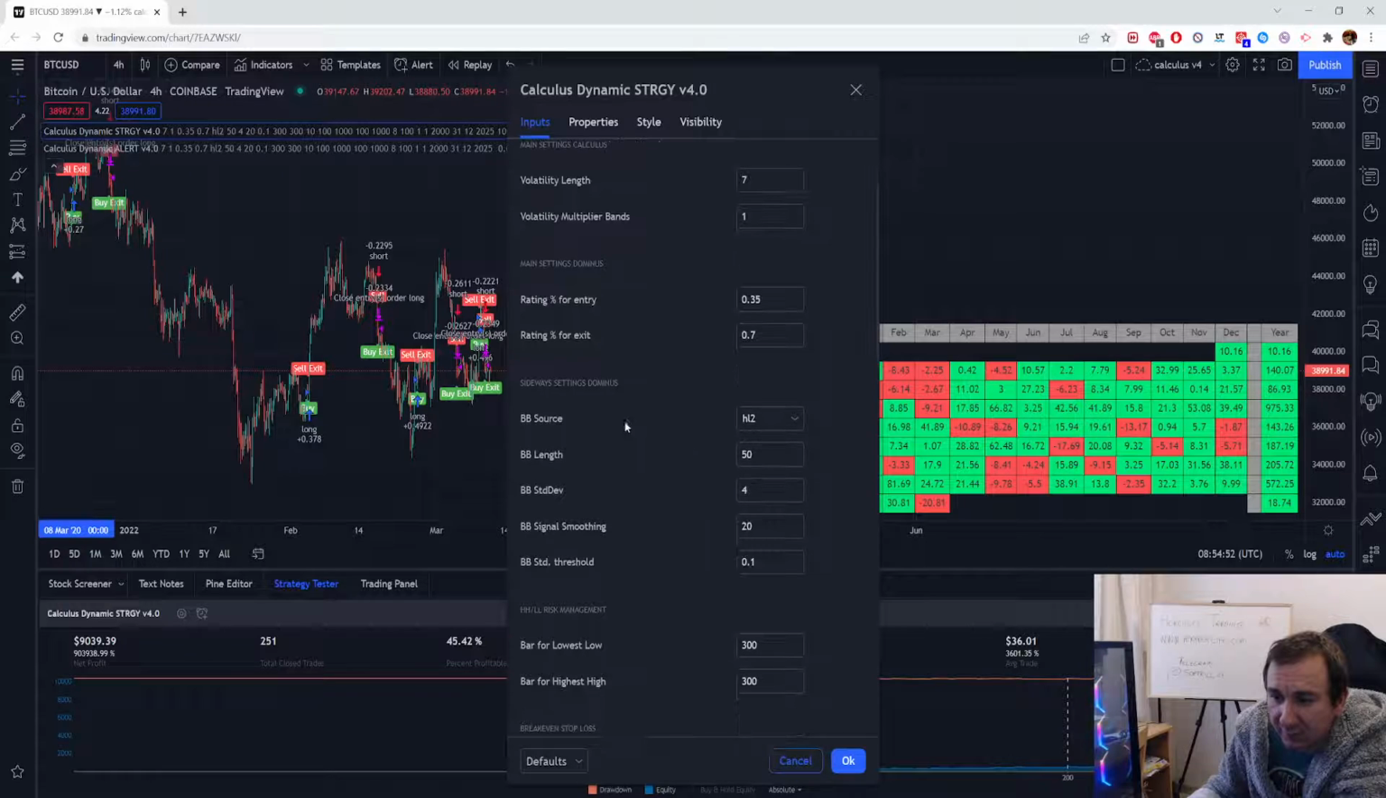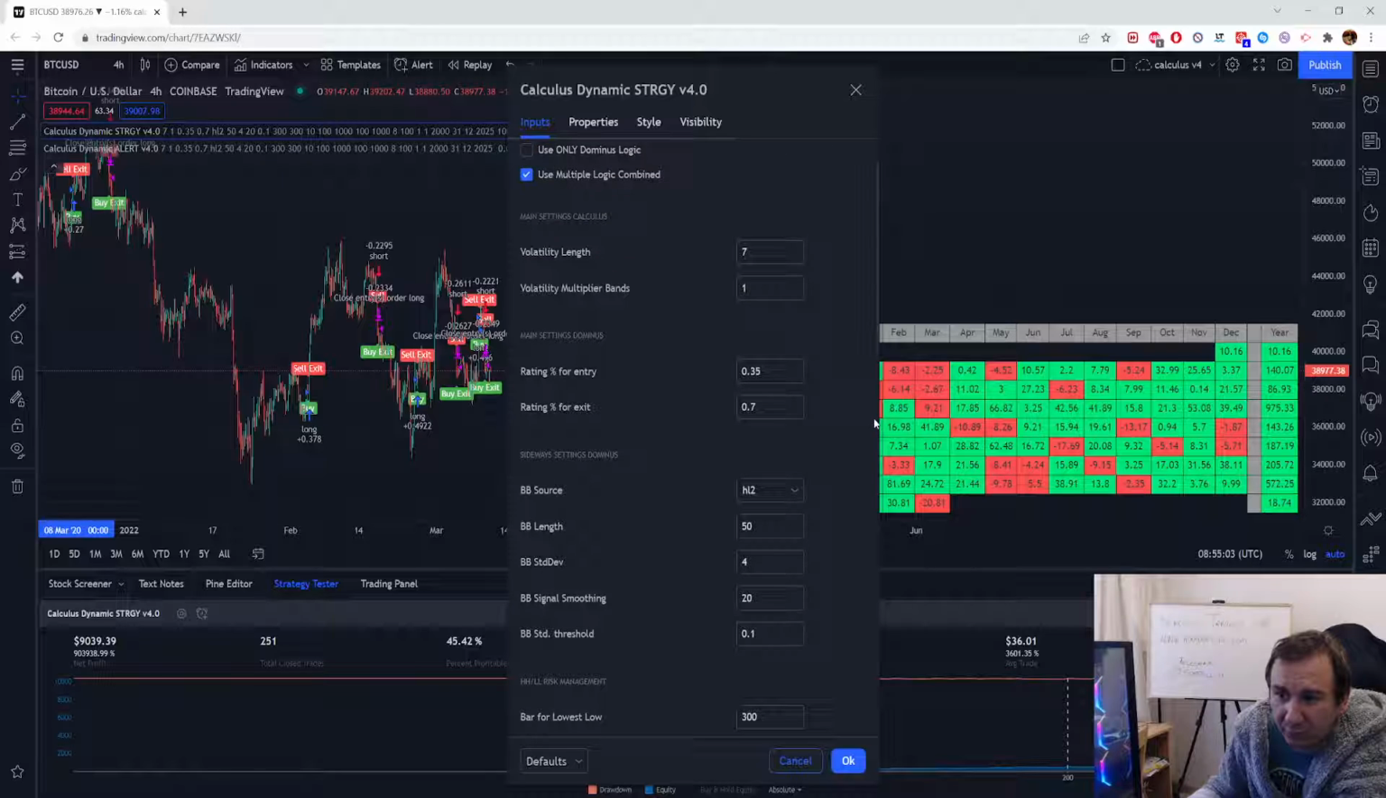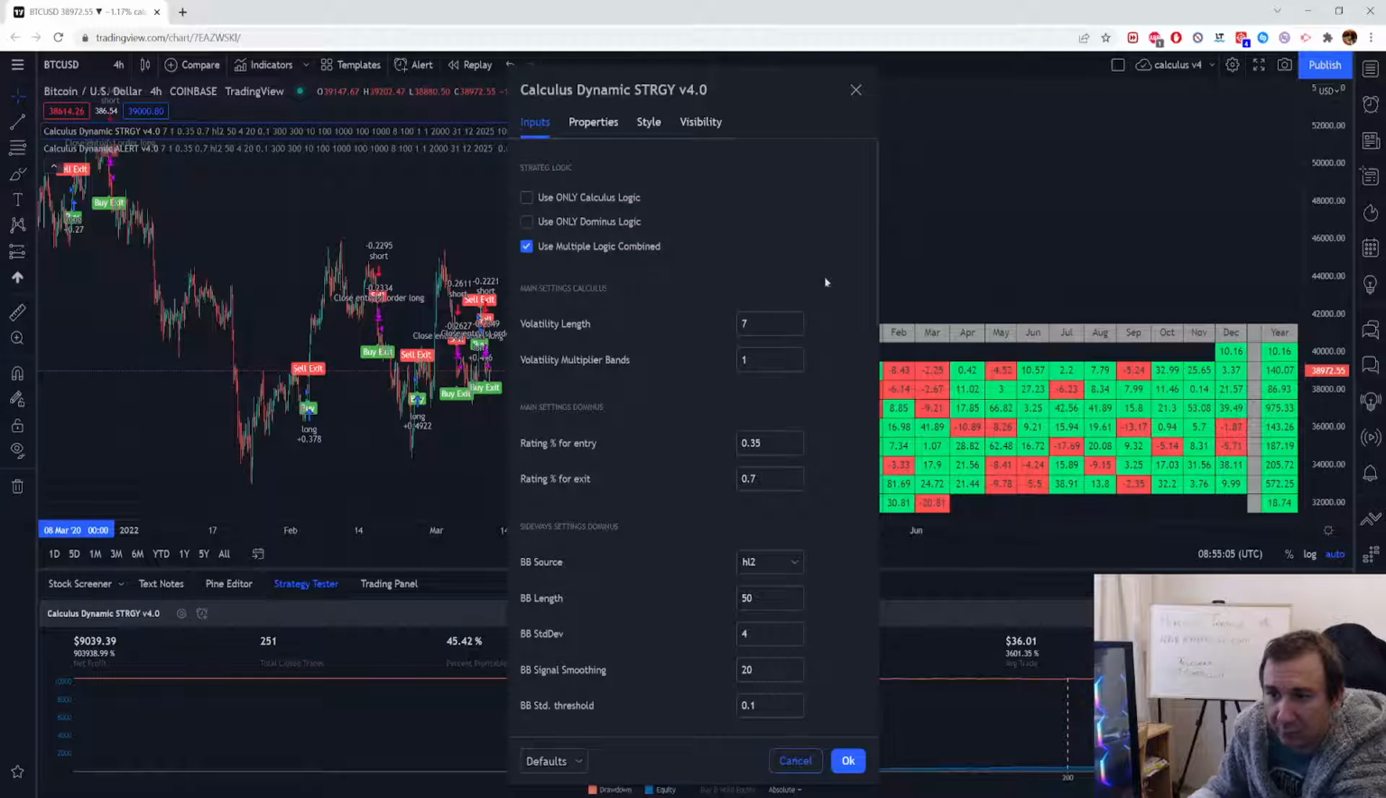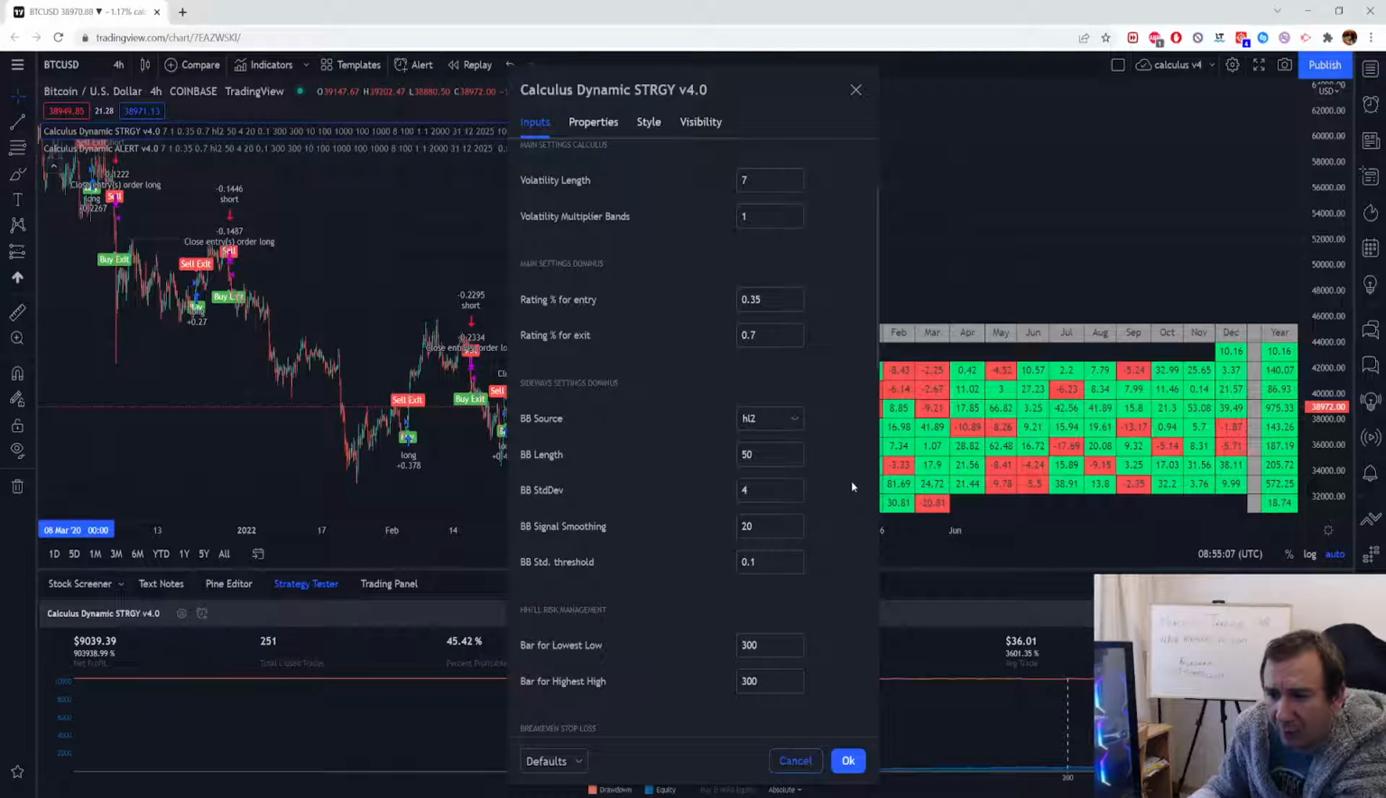Then we have the sideways market, but honestly in this case, this is not going to affect so much because it's mostly related with the Calculus. So, if there is going to be a sideways from the Dominus part, we are still going to enter normally with the Calculus. However, I would like to keep these settings for now on the default.